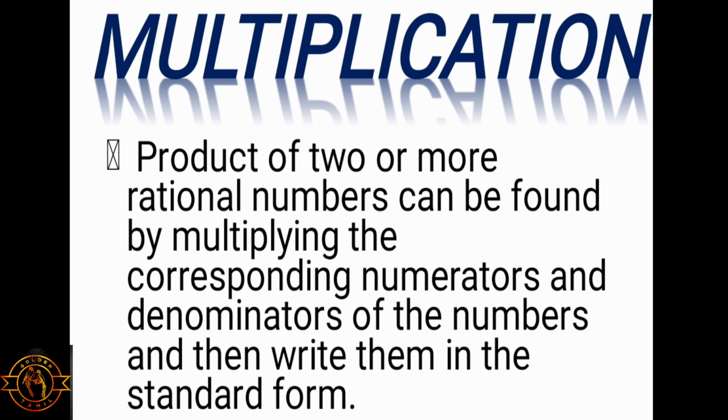The product of two or more rational numbers can be found by multiplying the corresponding numerators and denominators of the numbers and then writing them in the standard form. What do we have to do to multiply two or more rational numbers? First, we have to multiply all the numerators separately, and then we have to multiply all the denominators separately, and finally we have to write it in the standard form.